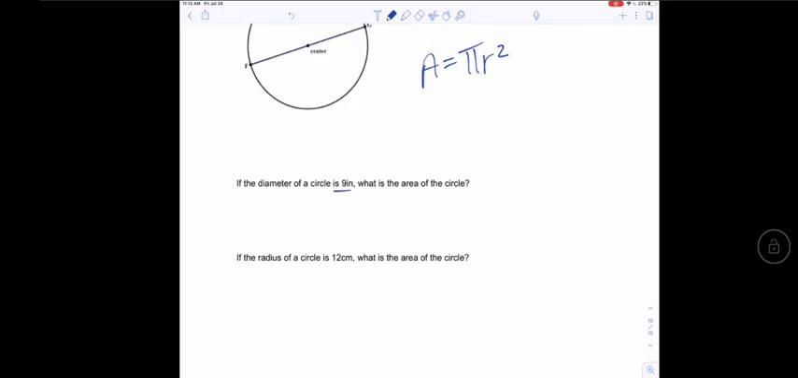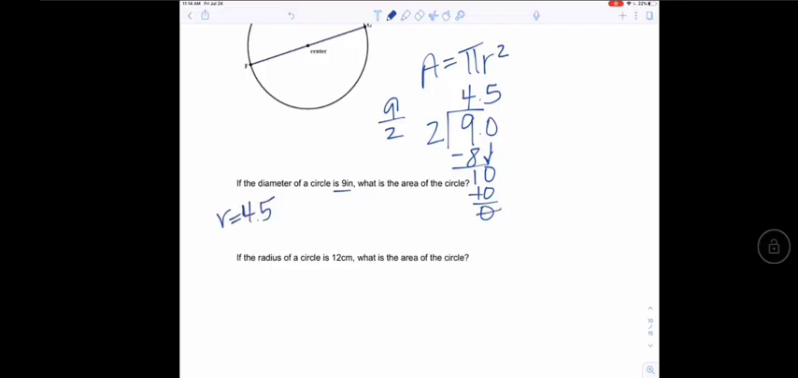Here, it's giving us diameter, and we need radius. So first, we're going to divide this by 2. So 9 divided by 2. 4. Add a decimal. 10 divided by 2 is 5. Okay, so my radius is 4.5 inches. So now I'm going to plug it into my equation, pi r squared, which means I need to multiply 4.5 times 4.5, because this is simply 4.5 squared times pi.